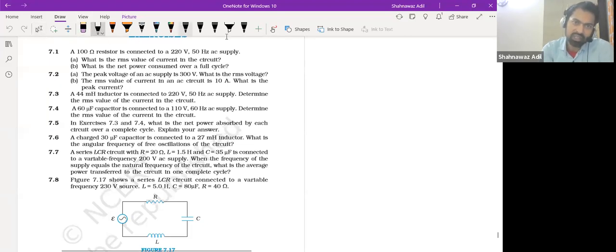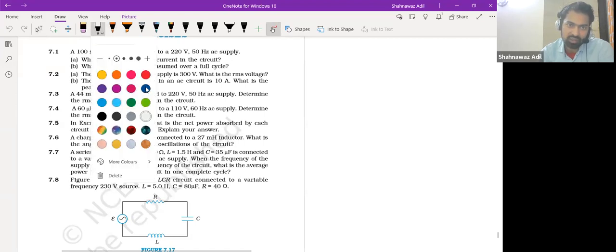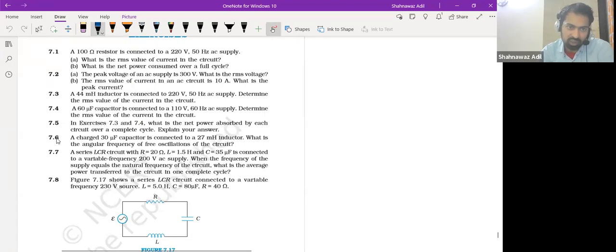But before that, let us do one simple question. Let us do this simple question. This one, 7.6. So you have a capacitor and is connected to this 27.